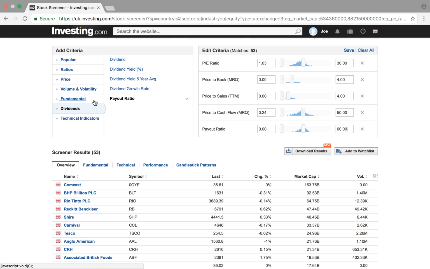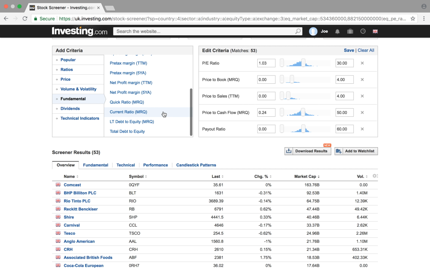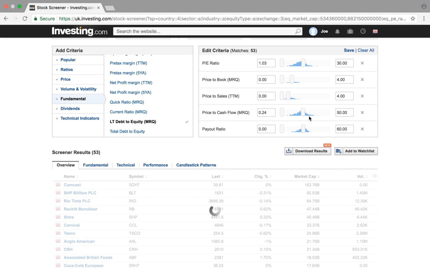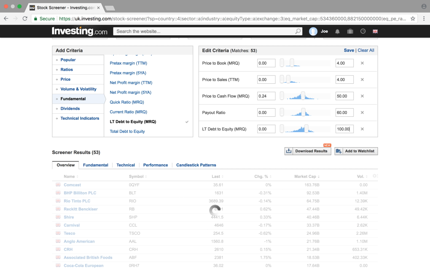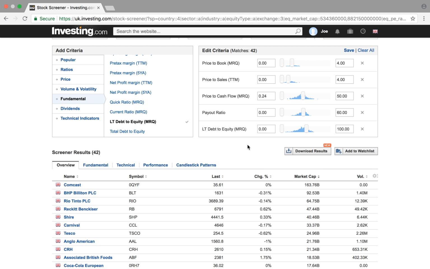And then the last thing we want to talk about is debt. So we want to have a look at the long-term debt to equity. We're going to add that in there, and that's again a percentage. So we're going to make that less than 100%. So what we're going to be left with here is 42 companies.